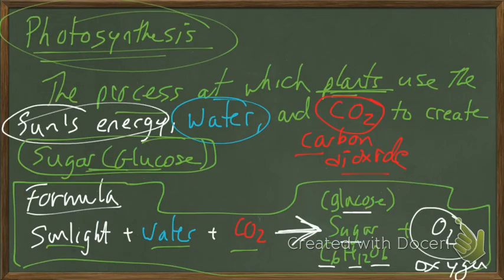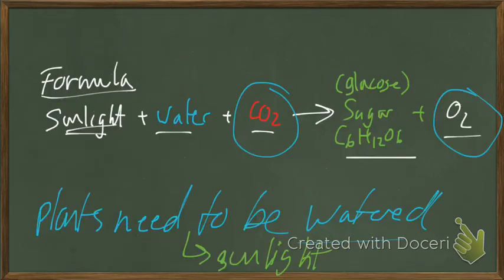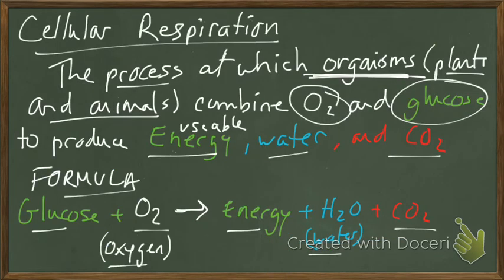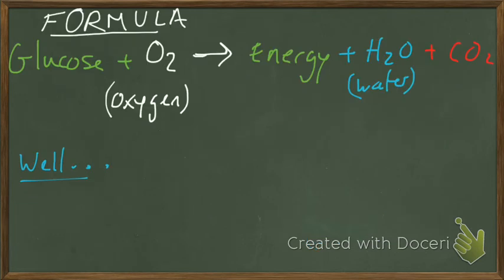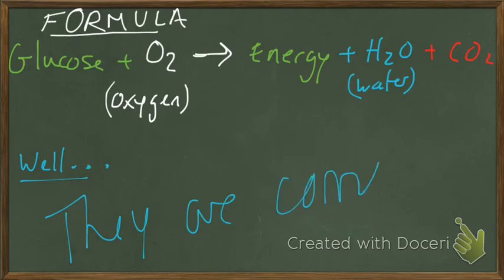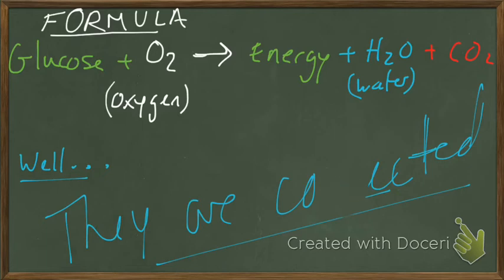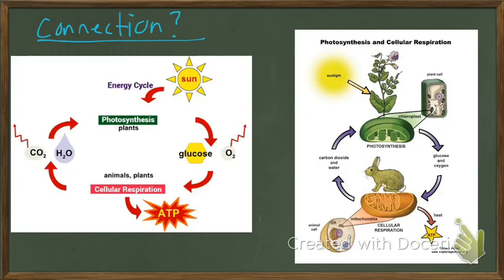Now, if you think back to this formula here, it was sunlight plus water plus CO2 gives you glucose and oxygen. If I look at this one again, glucose and oxygen. Wait a minute. Glucose and oxygen? Oh my gosh, that's so weird. All right. The reason is they are connected. I'll erase and write them again. How are they connected? What's the connection?